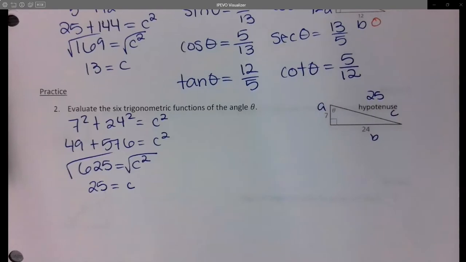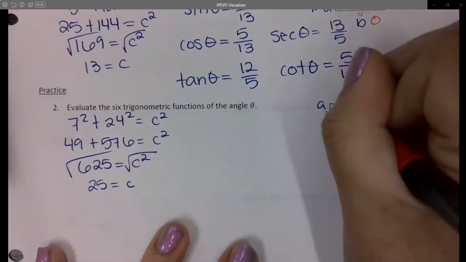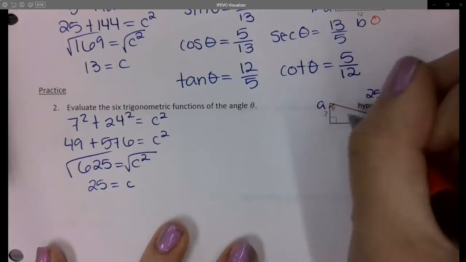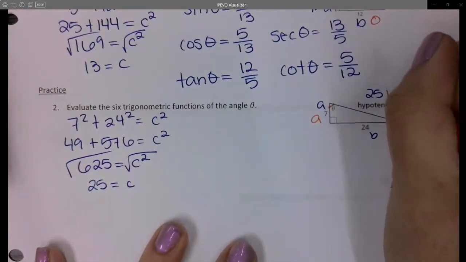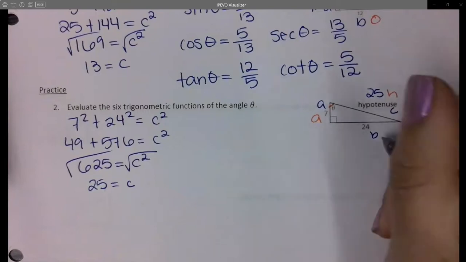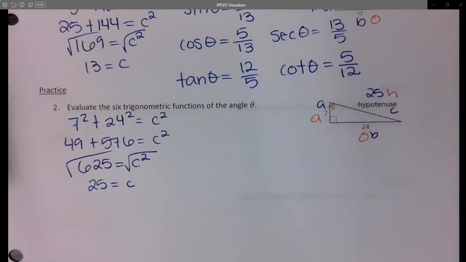So now that I have all of my sides labeled, I can rewrite these in terms of adjacent, hypotenuse, and opposite. My angle that I care about is right here. So this is going to be my adjacent side. It's the side that's not the hypotenuse. This is my H for hypotenuse, and this is my O for opposite. Then I'm going to plug into my 6 trig functions.